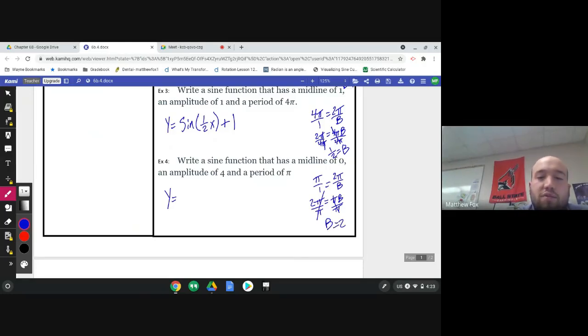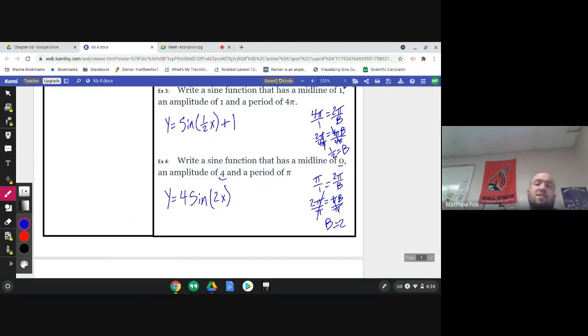So y equals whatever our amplitude is goes first, so 4. Then it's a sine function, so sine, put your parentheses, and in this case we will have 2x, close it, plus whatever the midline is. Our midline is 0. We could put plus 0, could put minus 0. I'm just going to leave it off. We don't even need to do that.